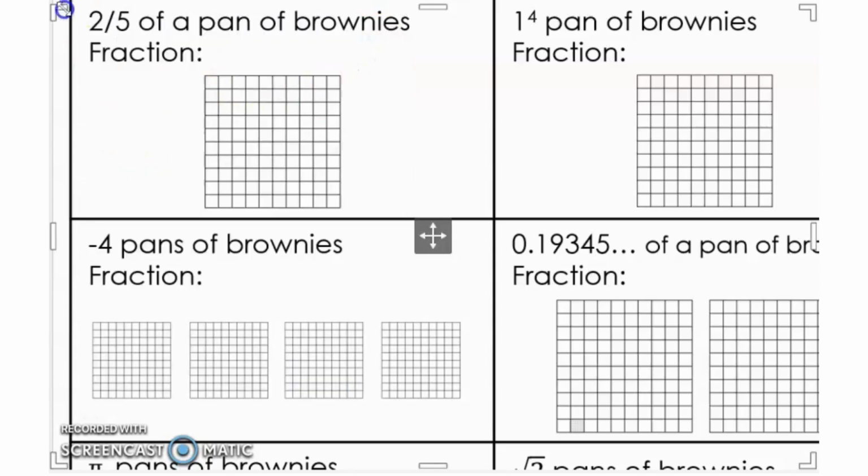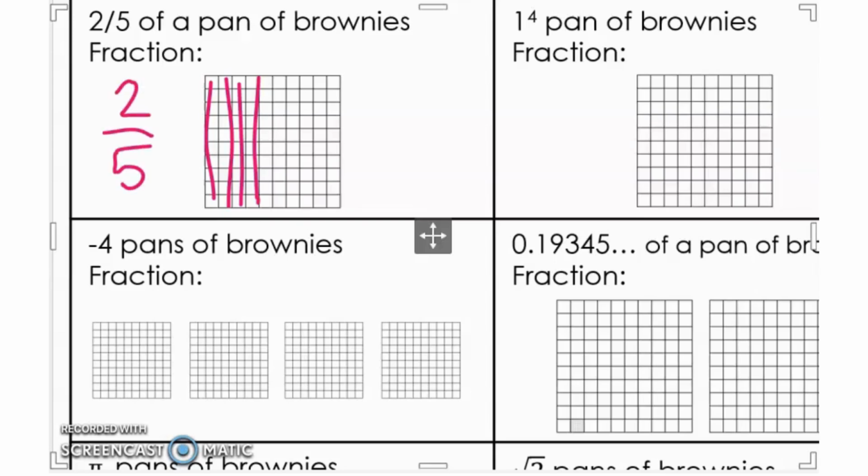All right, so now let's shade in 2/5 pans of brownies. 2/5 is the same as 4/10. So I'm going to shade in 4 of these rows here. That would be my 2/5. Also, by the way, I forgot earlier that we're supposed to say the fraction. So this one, it's just 2/5.